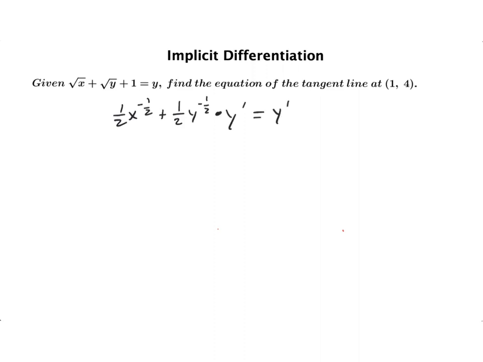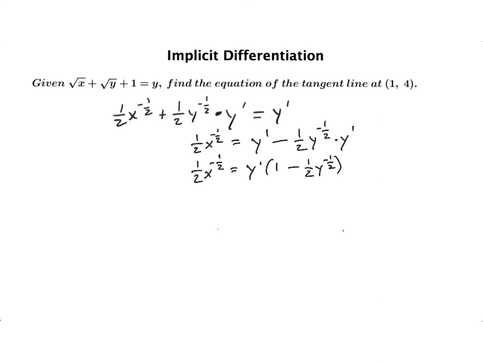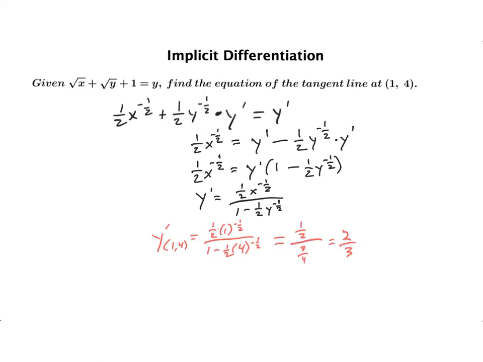Now let's organize our equation so that the terms with a y prime factor are on one side and the terms that do not have a y prime factor are on the other side of the equal sign. And there we have that. And next we will factor out a y prime from the right side of the equation. And then we will solve for y prime. And now that we have our y prime, we can plug in our point, and then we will simplify that. So the slope of our tangent line is 2/3.